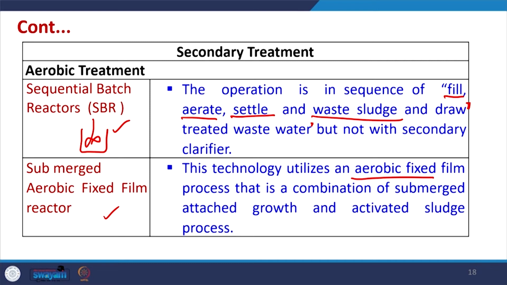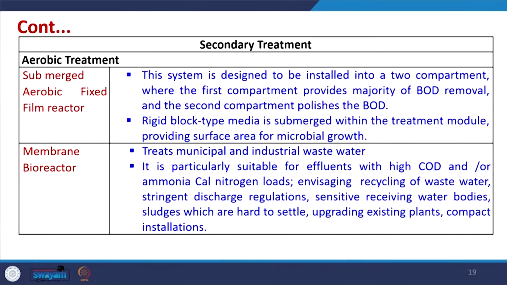So, this is being used nowadays and its efficiency is high as compared to certainly activated sludge process. So, this is also being adopted. Now, the system is designed to be installed in two compartments, where the first compartment provides majority of BOD removal and the second compartment polishes the BOD. So, this is how it works.